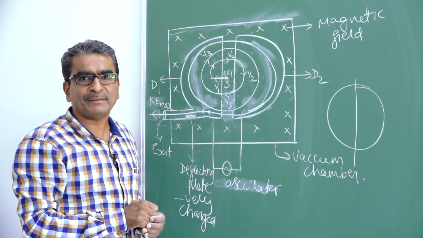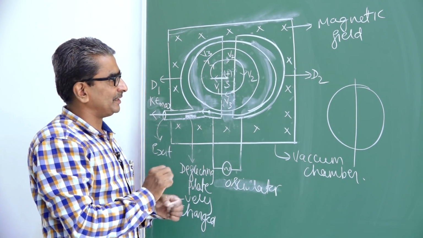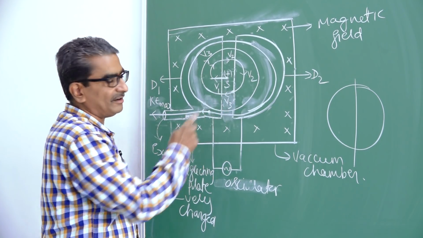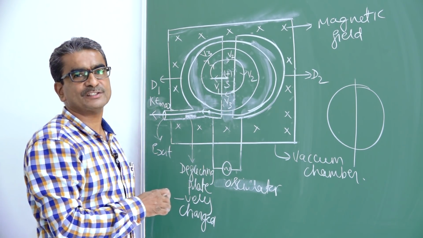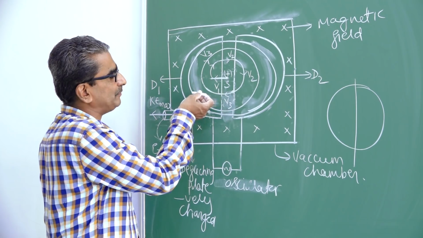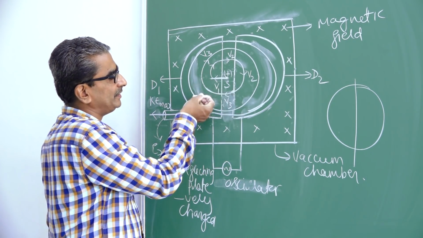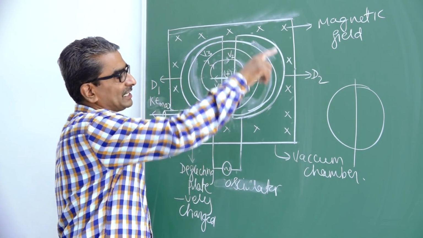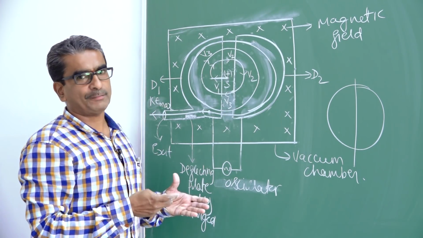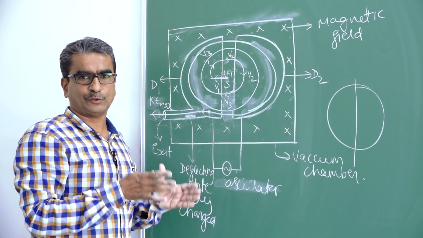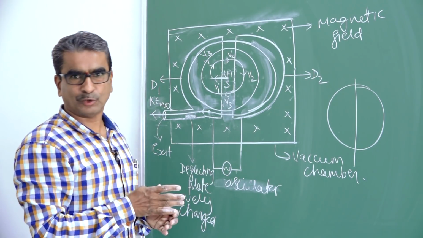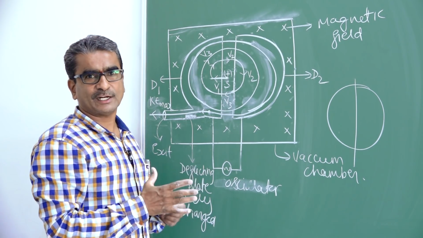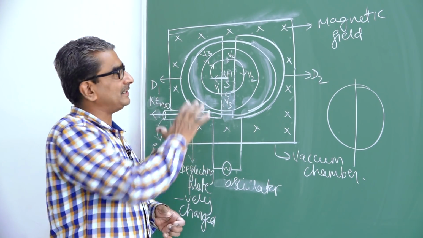So we have to remember certain important points. The first thing is the oscillator provides an alternating electric field, means the direction of the electric field keeps changing from D1 to D2, D2 to D1, D1 to D2, D2 to D1. Whereas the magnetic field direction is not going to change. How do we apply the magnetic field? By making use of two powerful magnetic pole pieces, electromagnets. By using electromagnets, we can apply the magnetic field.